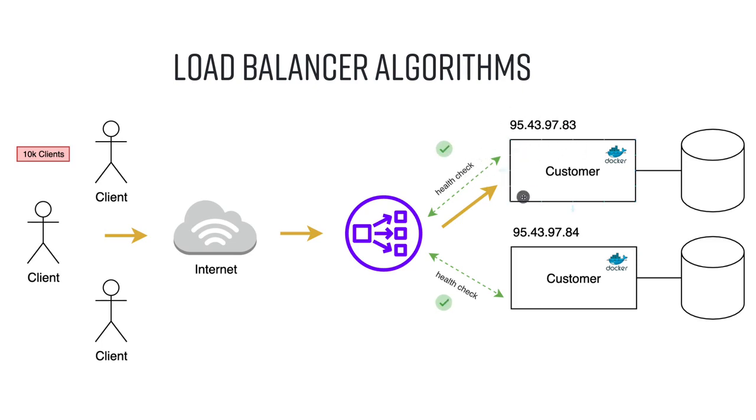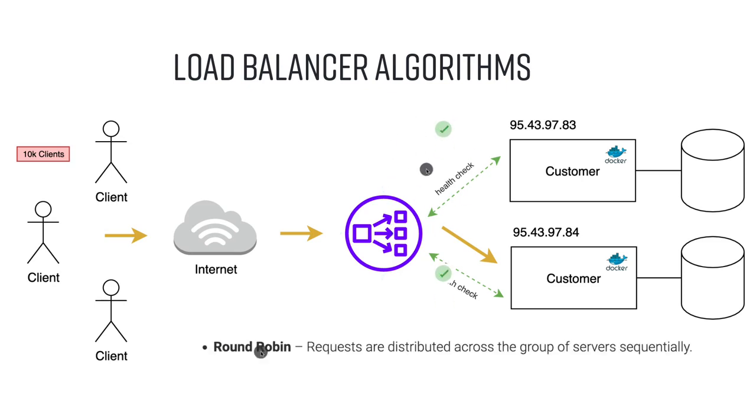The next request will be sent to this other microservice. The third request is sent back to this microservice. The fourth request is sent back to this one, and so on and so forth. So you can see that it alternates as requests come along. Now this is one algorithm and it's known as round robin. So it basically distributes the requests sequentially according to the number of servers that you have. But obviously there are many algorithms that you can choose from.